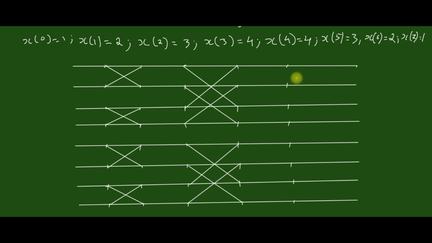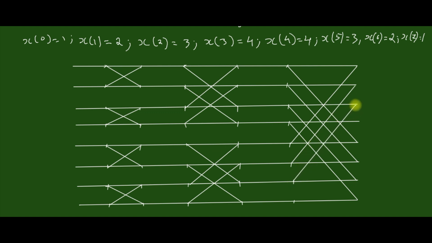Next we go for the stage 3 butterfly. Now the signal flow graph is over. Now you have to give the data.